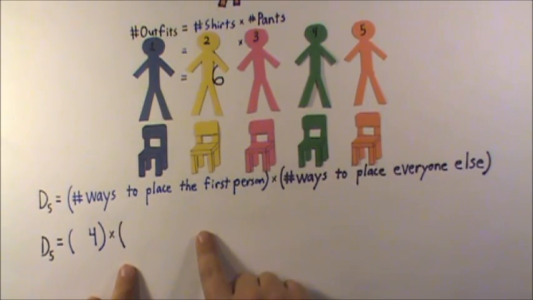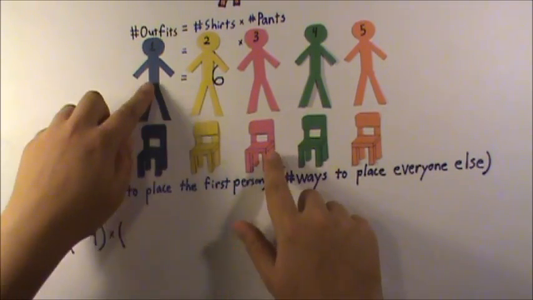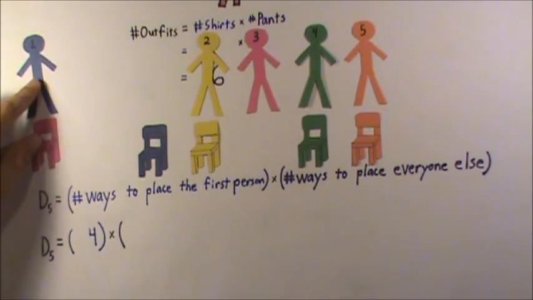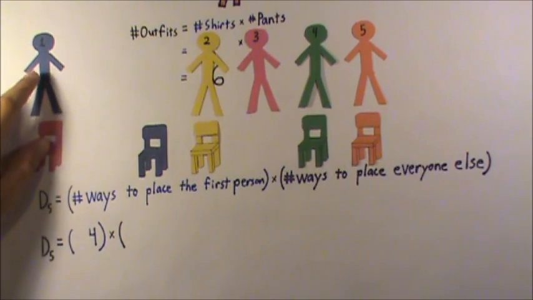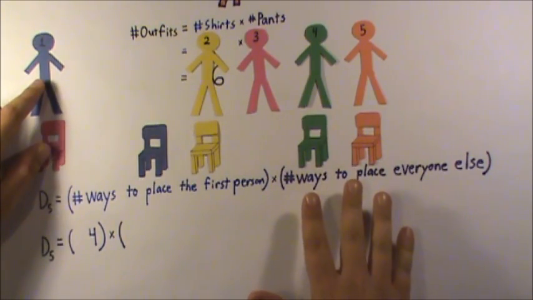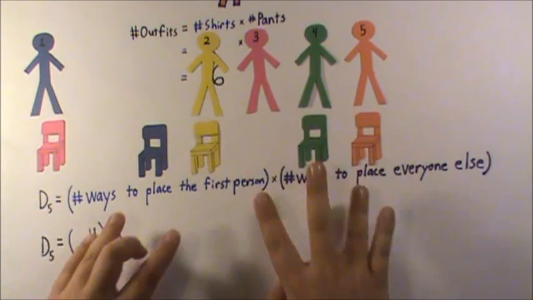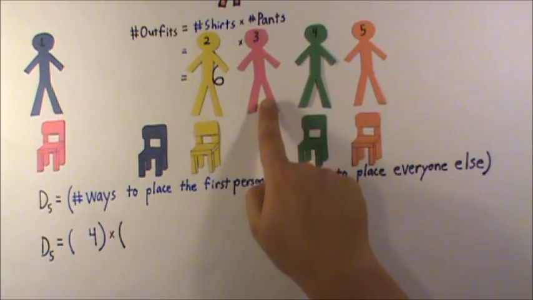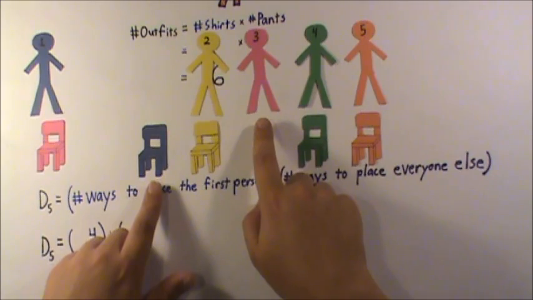After we have placed the first person, what are we left with? Let's say the first person took this chair. I'm having him take that chair, but it actually doesn't make a difference, because no matter which chair it takes, you're always going to be left with 4 people and 4 chairs. 3 people have a corresponding chair, and then there's 1 lone person and 1 lone chair.